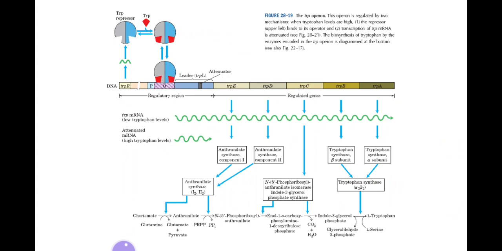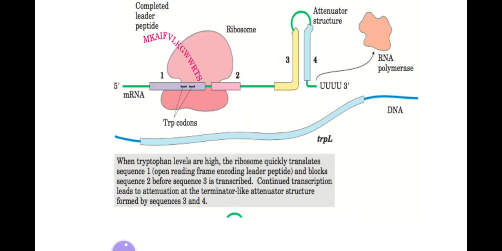Tryptophan is a co-repressor, because the repression by tryptophan is not always complete. The tryptophan operon is also regulated by another process, as we studied. This is by way of attenuation. With attenuation, transcription is initiated but terminated before completion.